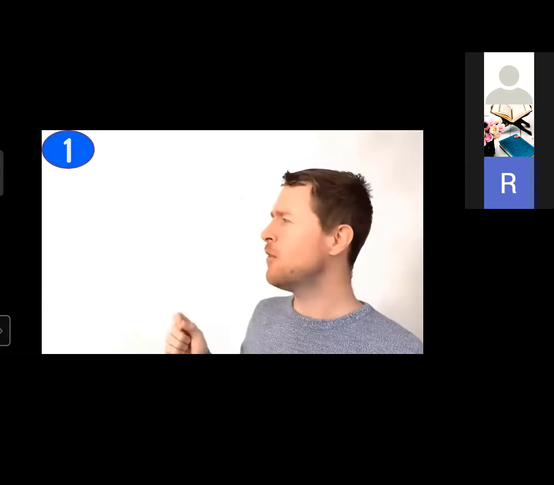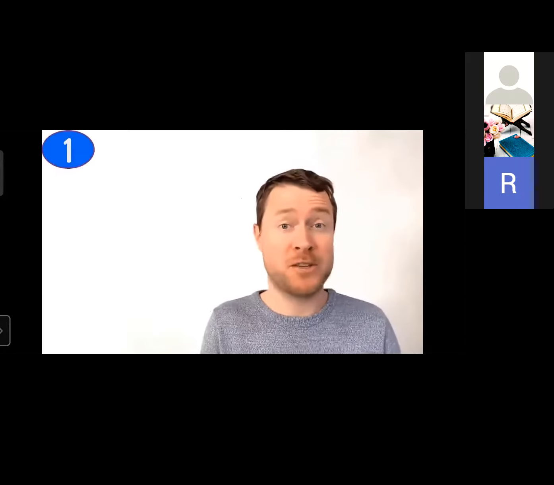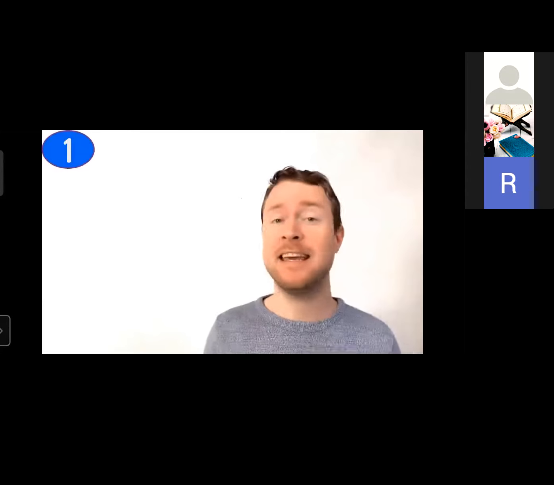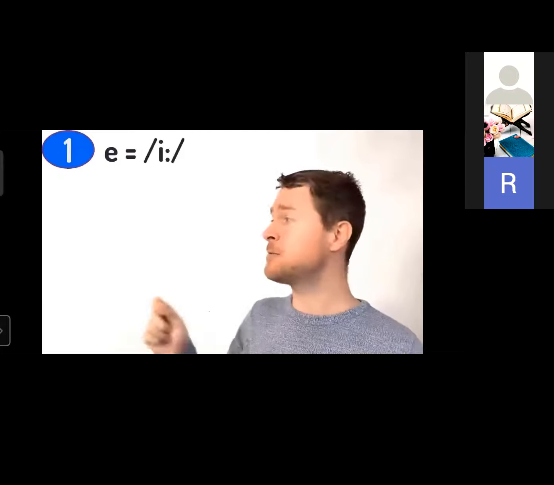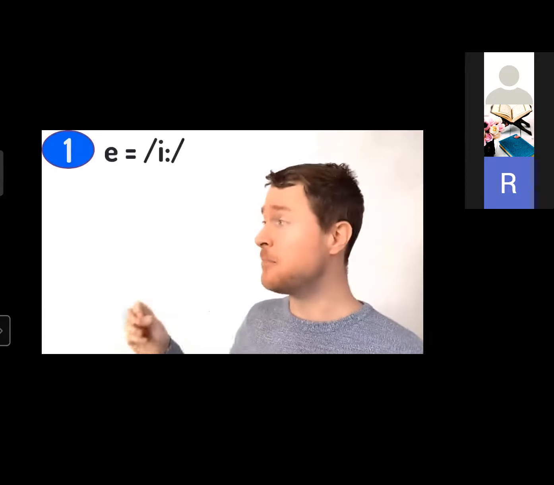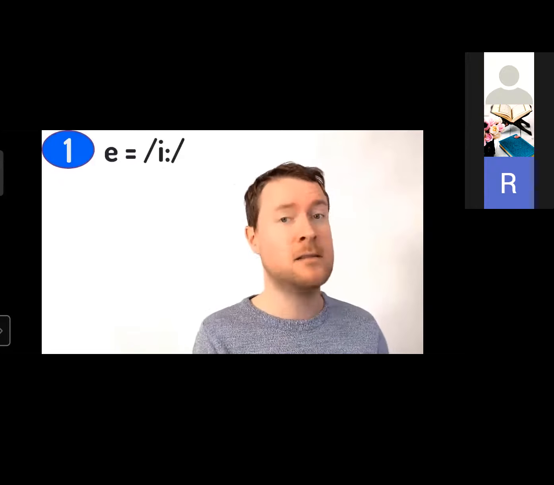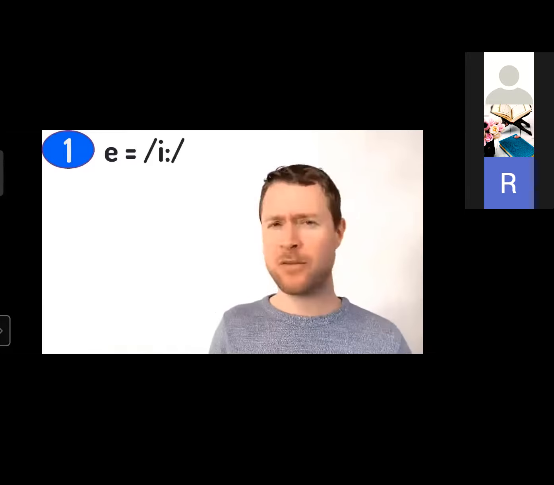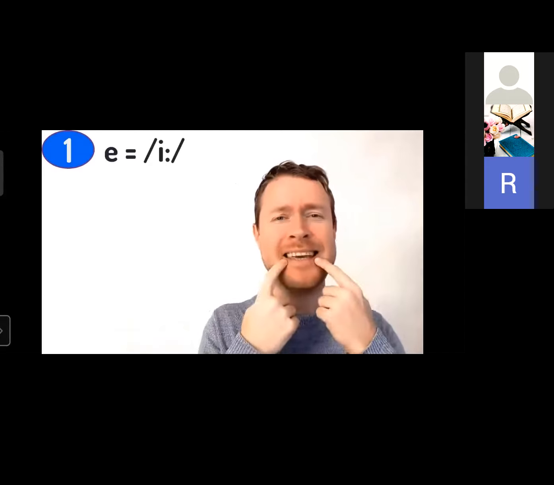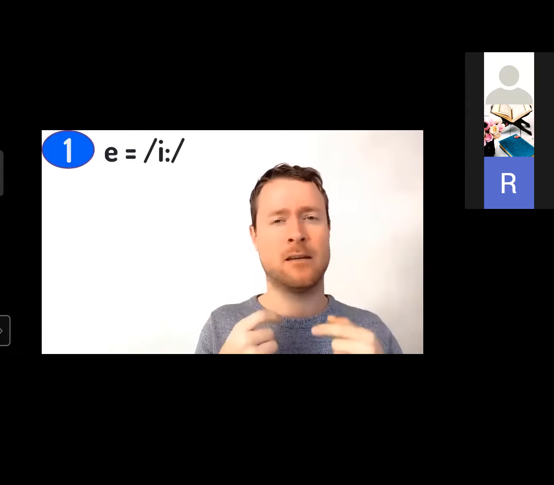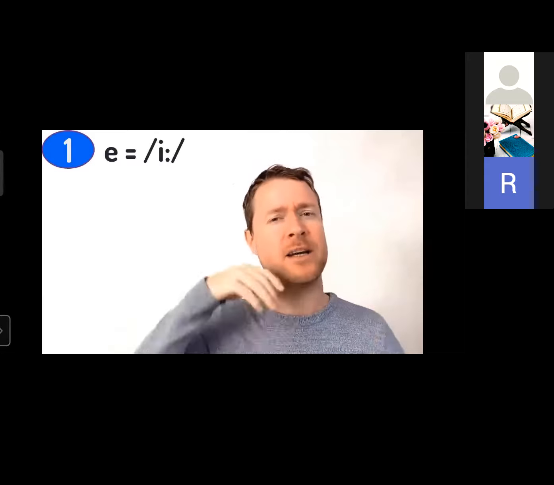Okay, so number one, nice and easy to start with. The letter E obviously can be pronounced E. This is how it is pronounced in the alphabet. A, B, C, D, E. We make this sound, watch closely, E. Your lips widen a little bit and your tongue sort of hovers.